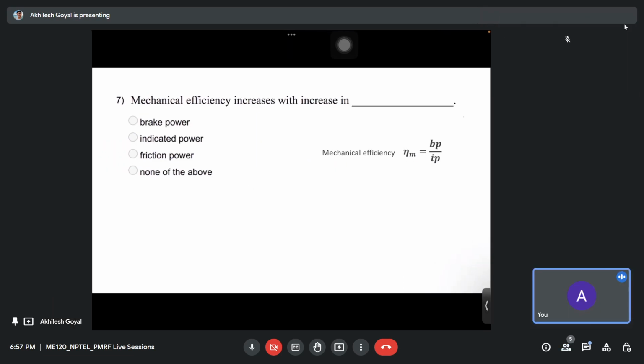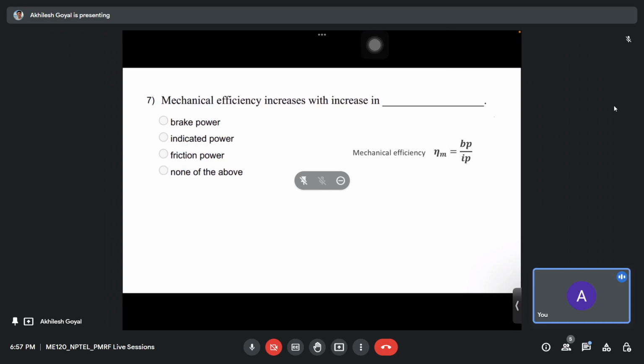So the next question here is the mechanical efficiency increases with increase in what? Okay, so mechanical efficiency is what? Brake power divided by indicated power. Okay, that is defined as this. So here brake power and indicated power can be written as brake power plus friction power. Okay, now see the options.